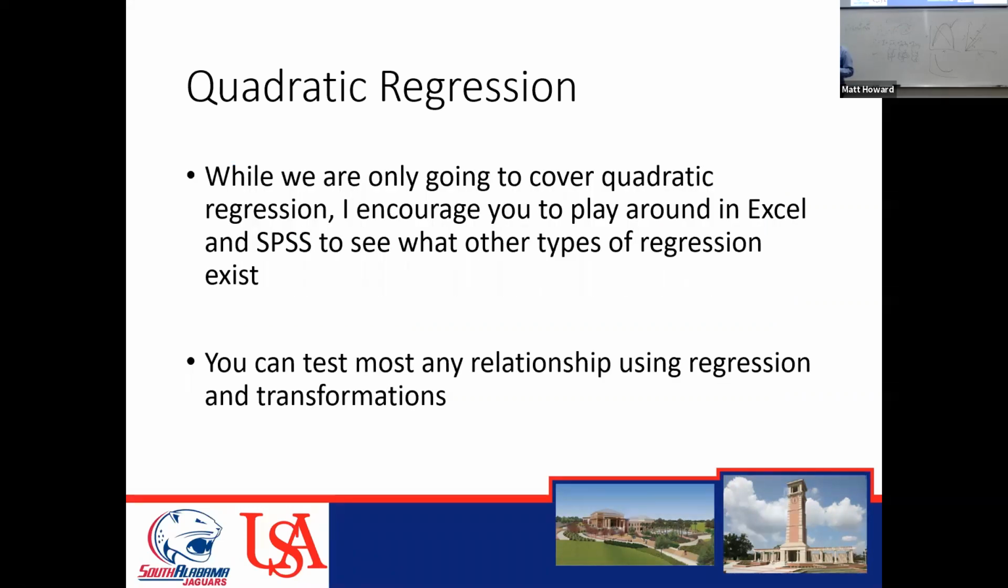Like I said before, even though we're only going to cover quadratic regression as the only nonlinear form of regression, I encourage you to play around in Excel and see what other types of regression exist. Do the same in Jamovi. There are tons of different types you can mess around with. You can test any relationship using regression and transformations. That's up to you. But we are only going to cover quadratic regression as a form of nonlinear regression.